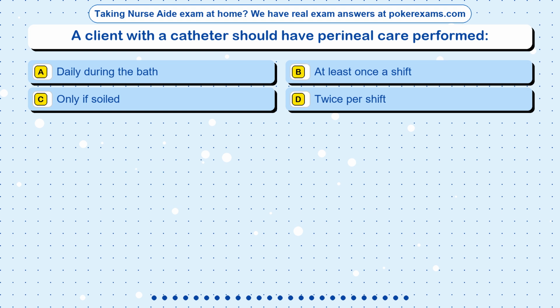Question 1. A client with a catheter should have perineal care performed. Option A, daily during the bath. Option B, at least once a shift. Option C, only if soiled. Option D, twice per shift.